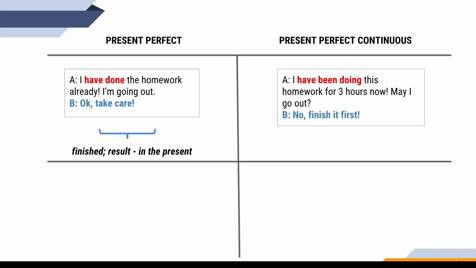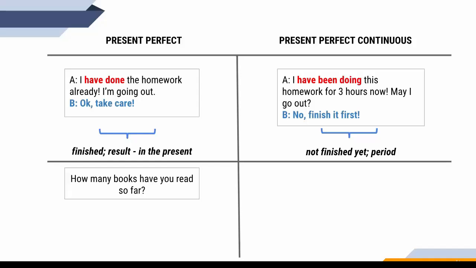In present perfect continuous, the situation would look like this. I have been doing this homework for 3 hours now. May I go out? No, finish it first. So, in present perfect continuous, you don't say if the action is finished or not. The accent here is on the period. It took you a long time. I have been doing. Whether it is finished or not, it's not said.